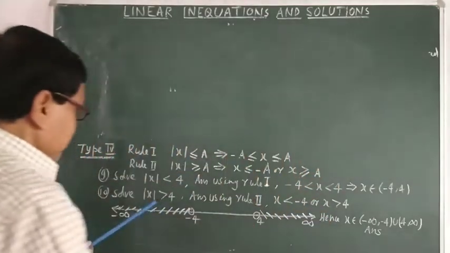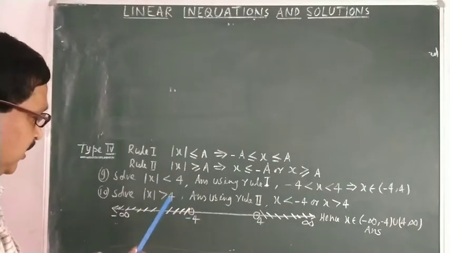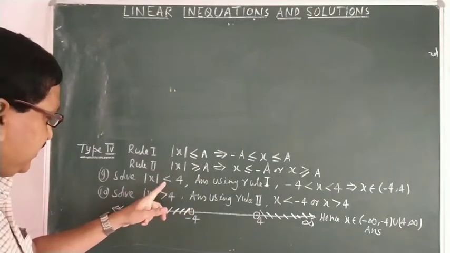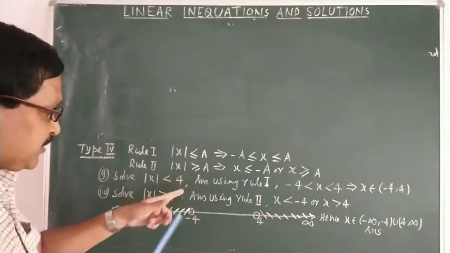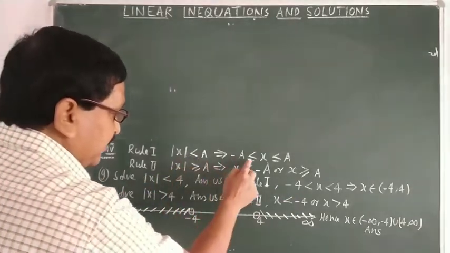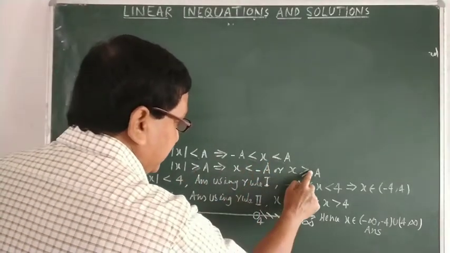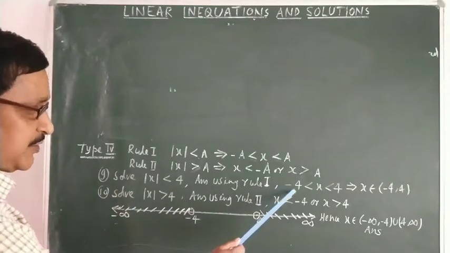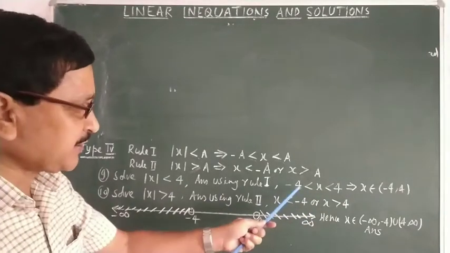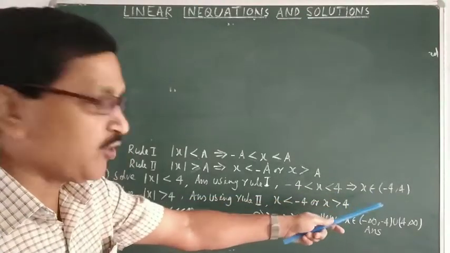So using the 2 rules, solve this 9th and 10th. Simply using the first rule, no equal sign is mentioned here. In case there is no equal sign, just remove it. In case of an equal sign, put the equal sign everywhere. So the first rule gives our answer: minus 4 not taken, 4 not taken, so x belongs to minus 4 and 4 with small brackets.